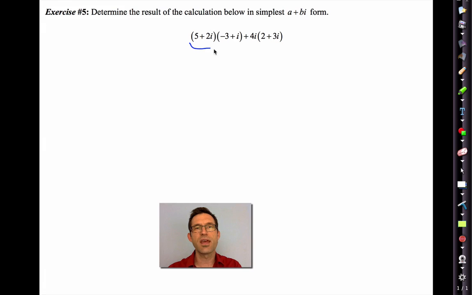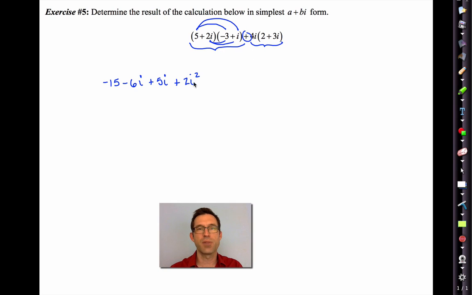Let's take this one first. I'm not going to even worry about that. We'll do 5 times negative 3, which is negative 15. Here we'll have a negative 6i. Here we'll have a positive 5i. And here we'll have plus 2i squared. All right, now I'll deal with this, because this is a plus here. All right, 4i times 2 is 8i. And then 4i times 3i is plus 12i squared.